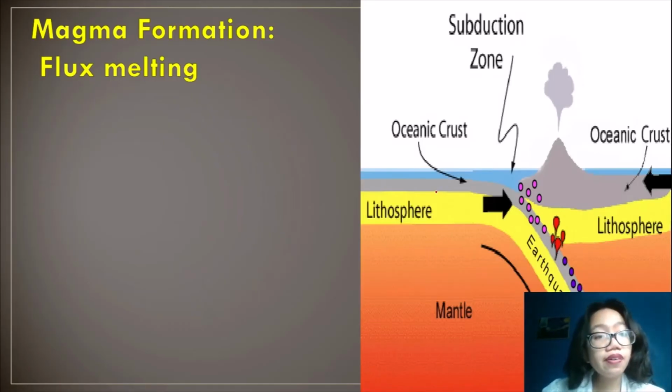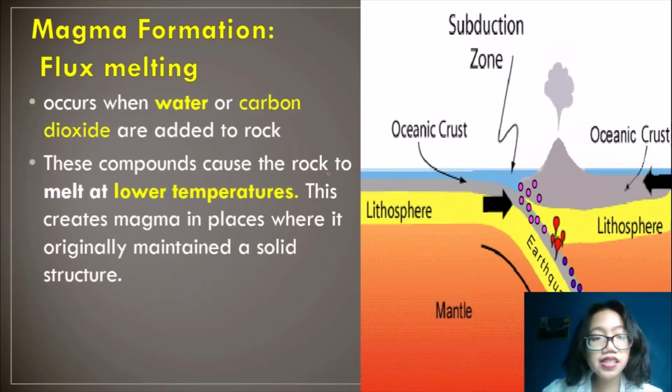Okay, and then we'll have flux melting. So flux melting occurs because it's more of a chemical reaction. Here it is labeled as flux melting occurs when water or carbon dioxide are added to the rock. So water or carbon dioxide reacts with rocks, and the result is the melting point of the rocks becomes lower, meaning with a smaller amount of heat, or less heat, the rock will start melting.